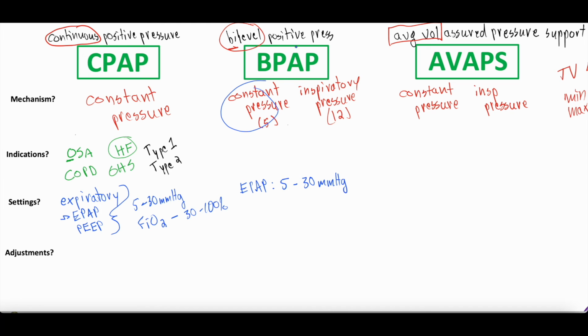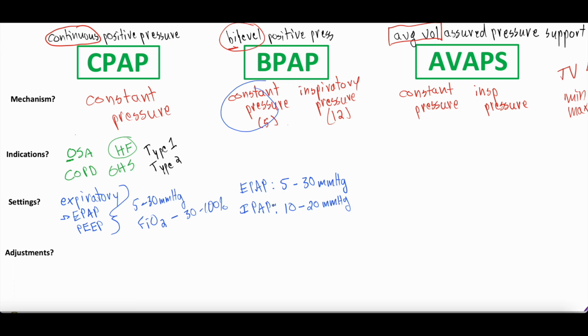But then we said BiPAP is bilevel, so it also gives you an inspiratory pressure. Every time you take a breath in, the BiPAP machine gives you additional pressure. That is known as the IPAP, or the inspiratory pressure, just like the expiratory pressure is the constant pressure. You can really set this wherever you want, but it tends to be anywhere from 10 to 20 millimeters of mercury as well.